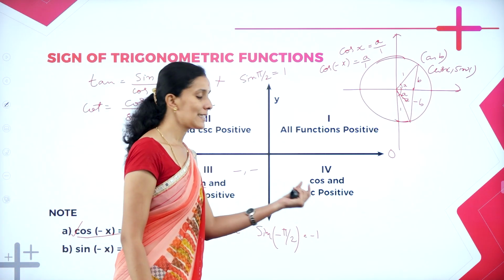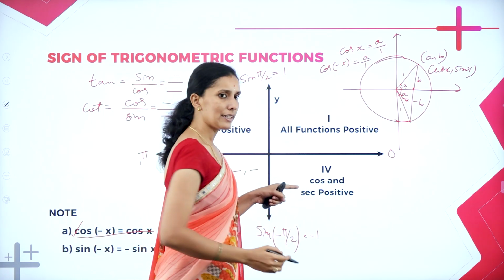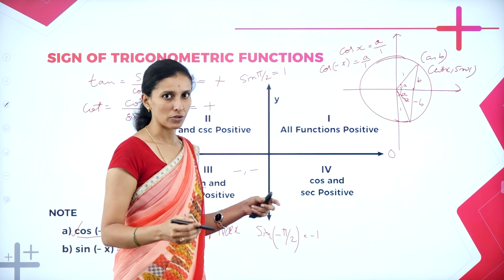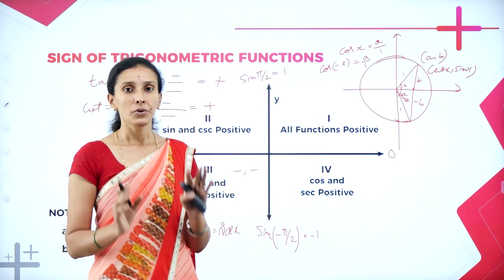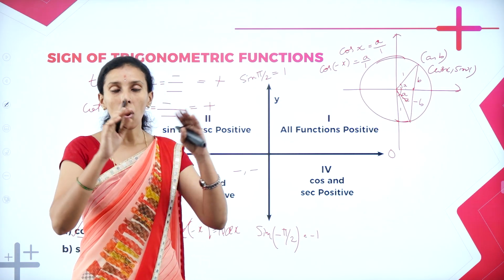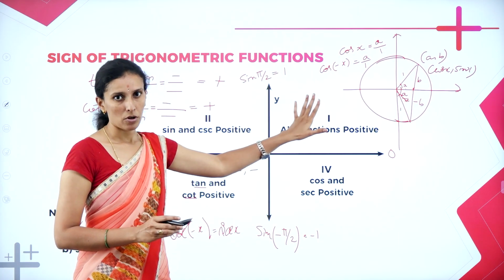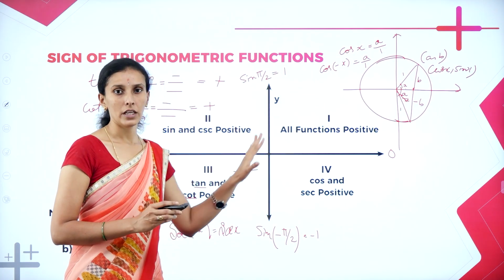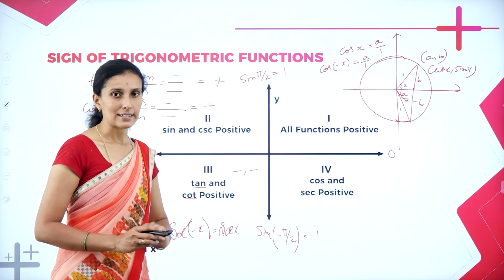Next, cos and secant. Cos is positive because the x coordinate is positive, so secant is positive and all other trigonometric functions are negative. So using the relationship between all six trigonometric functions, we can define which one is positive, which one is negative in the given quadrant based on the x-axis and y-axis.